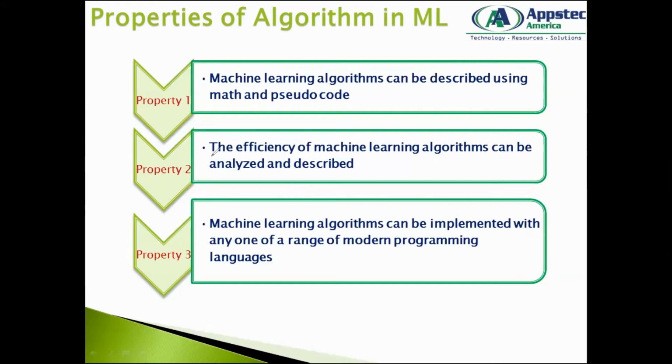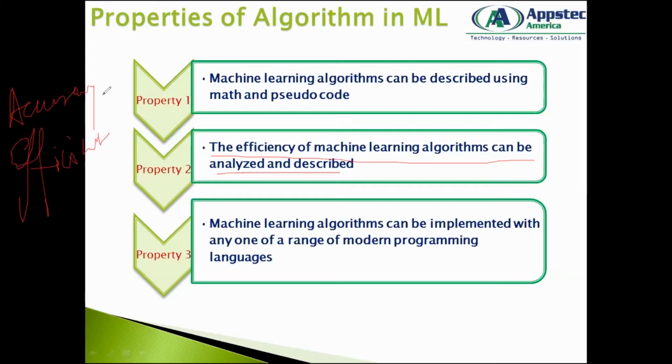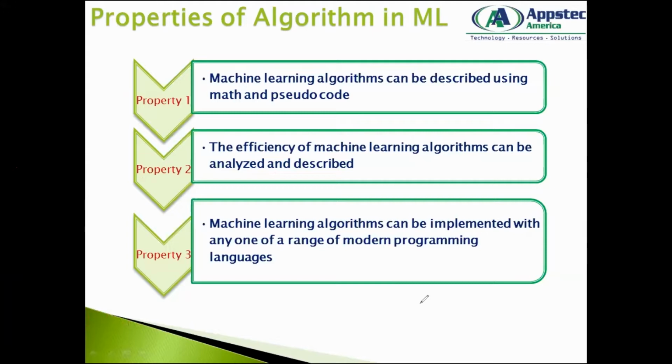Now the efficiency of a machine learning algorithm can be analyzed and described. What is the efficiency, or how accurate or how efficient is my algorithm? We can analyze that, describe that, and measure that. If I'm predicting sales, how accurate is my model? Is it 90% confident on the prediction? 95%? 30%? 10%? This accuracy is measurable. I can measure, while my model is running, how accurate my model is going to be in production. So that's what is called analyzing and describing an algorithm.